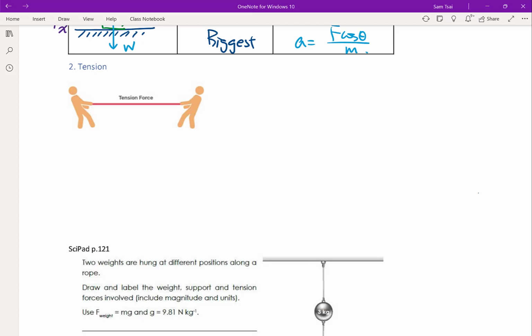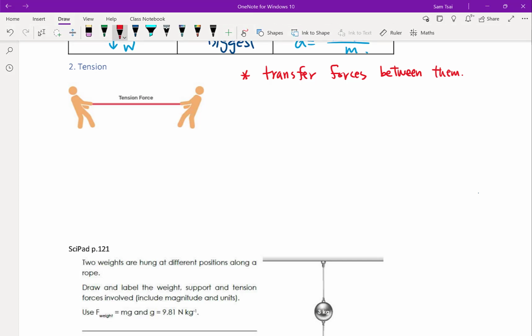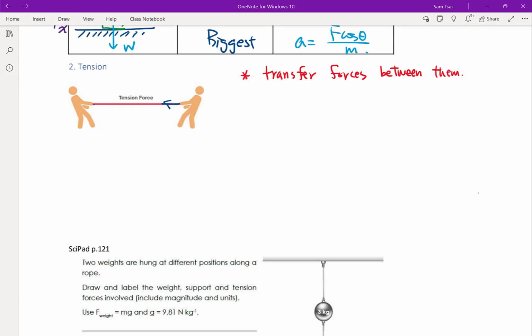Hello everyone, let's talk about tension in this video. Firstly, these two people are not in contact with each other and there's a rope between them. So the tension in this rope transfers forces between these two people, and obviously you will see the tension is pulling this person and pulling that person.